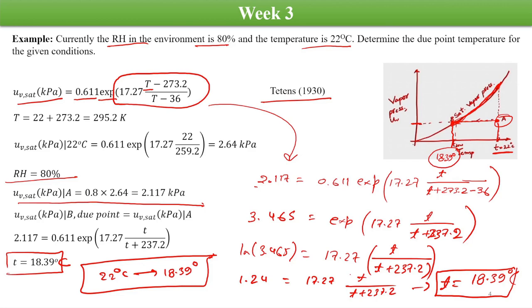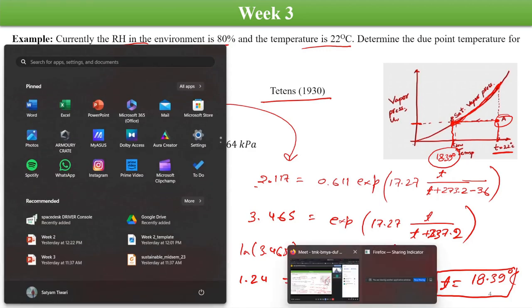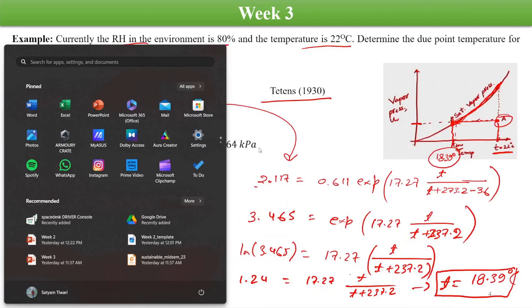Okay, that's a relatively simpler numerical, I think. Let's see if anyone else is joining. I don't think so.